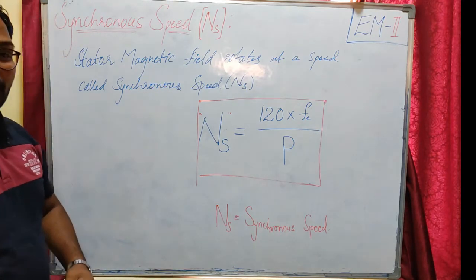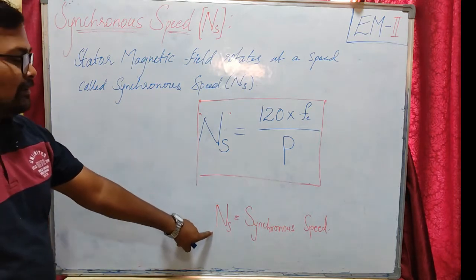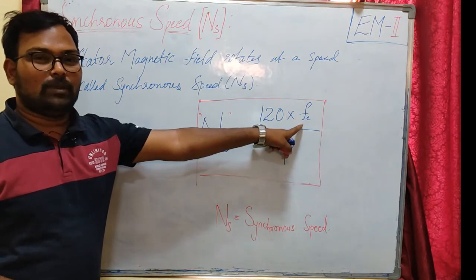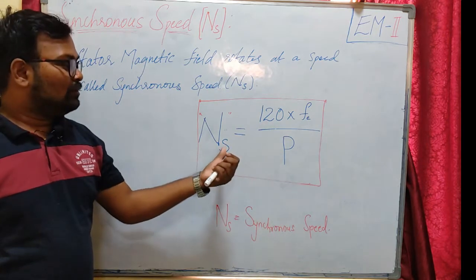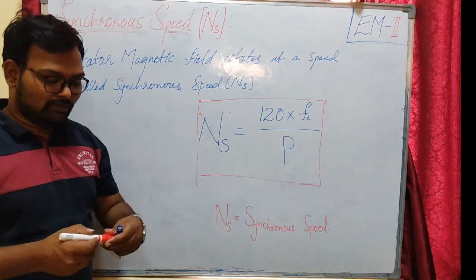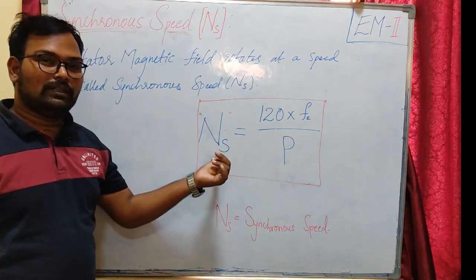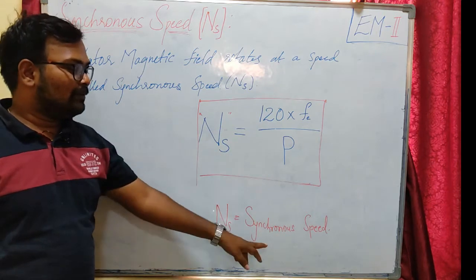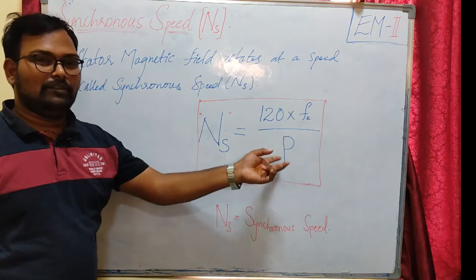What is the speed of that synchronous speed? We have an expression for synchronous speed: Ns is called synchronous speed, which is equal to 120 into f, where f is the supply frequency, divided by P, the number of poles of the machine. This expression is very useful for your electrical machines. It can be used for induction machines as well as synchronous machines. Whenever you get the term synchronous speed, the speed is equal to 120 f by P.